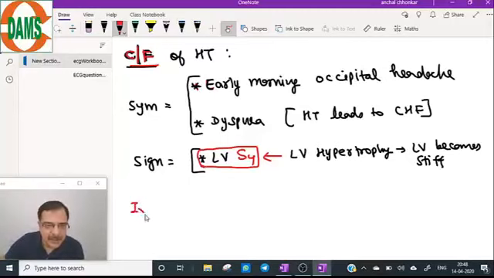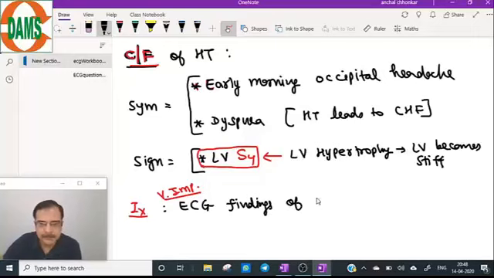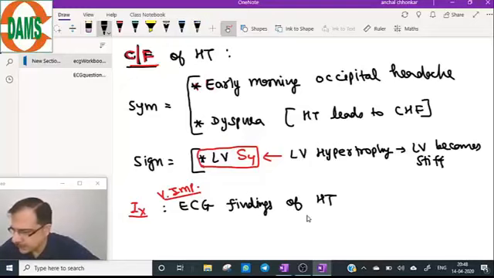In the investigation, the most important investigation that you should remember is the ECG. This is a very important question: ECG findings of systemic hypertension. How to check the ventricle stiffness? Very good question. Ventricle stiffness is checked by auscultation of the S4 heart sound. And the second one is echocardiography. In the echocardiography, ventricle wall thickness will be seen.